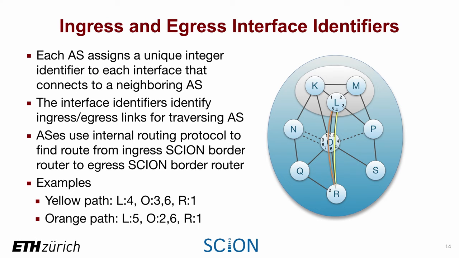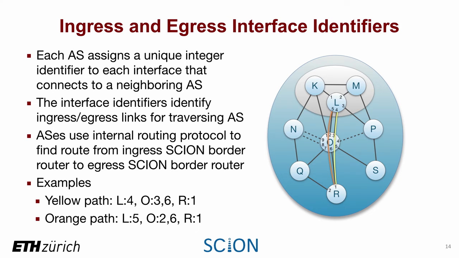Let's talk a little bit more about the ingress and egress identifiers. We talked a little bit about these in the previous talk on the control plane, but let's look at this in a little bit more detail. So as we've seen, each AS assigns a unique integer identifier to each interface that connects to a neighboring autonomous system. The interface identifiers essentially identify the ingress and egress links for traversing an AS. And so the ASs then use a local routing protocol to route from the ingress SCION border router to the egress SCION border router. So for example, here we have two different paths, the yellow and the orange path.